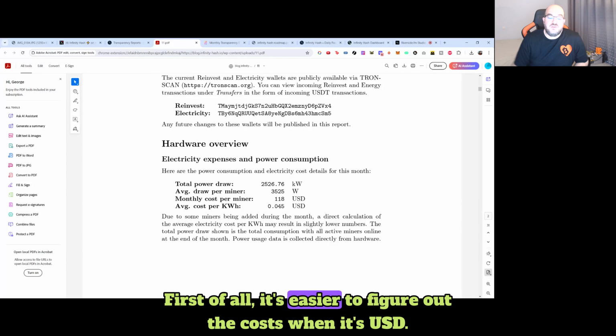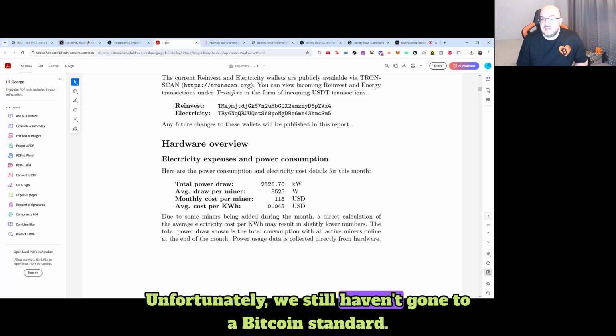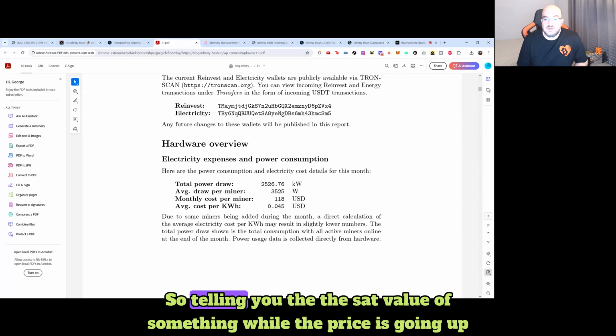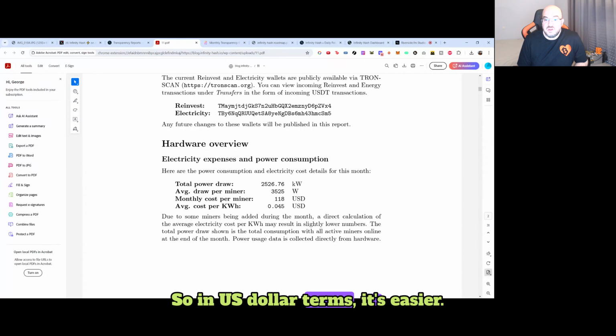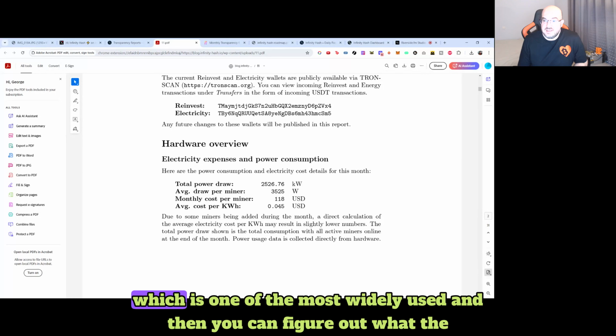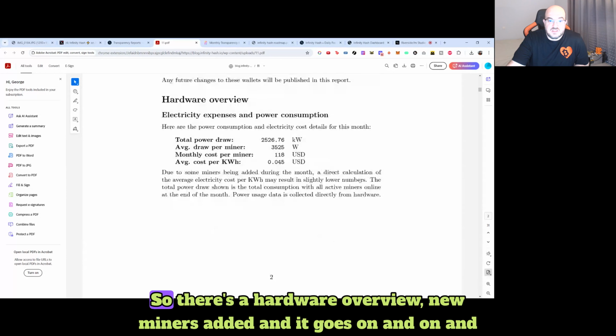Because first of all, it's easier to figure out the costs when it's USD. Unfortunately, we still haven't gone to a Bitcoin standard. So telling you the SAT value of something while the price is going up and down is a bit hard to think about. So in US dollar terms, it's easier. Obviously, we can't use exact US dollars. So we're using USDT on Tron, which is one of the most widely used. And then you can figure out what the expenses are.